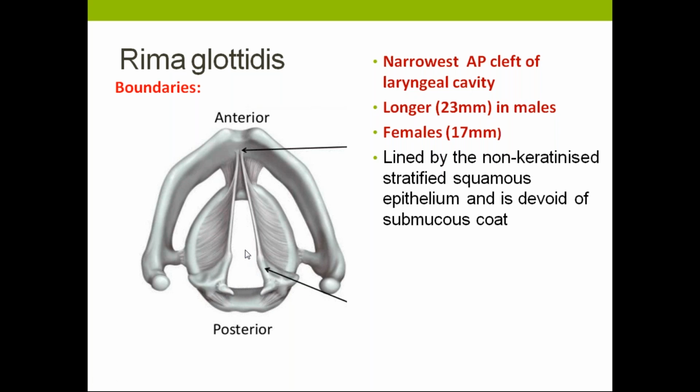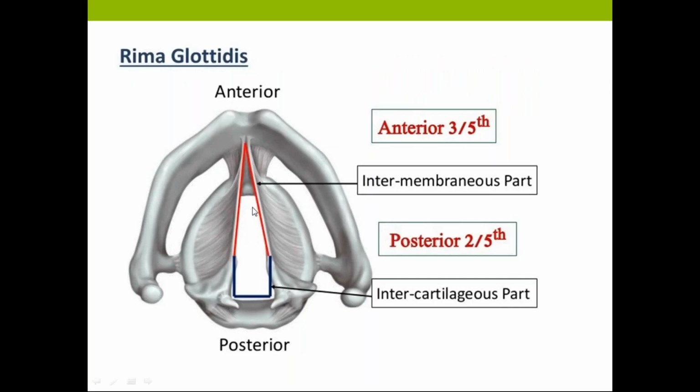Now if you see the vocal fold, the anterior 3/5 is made up of the intermembranous part, that is, it is formed by the vocal ligament. The posterior 2/5 is formed by the intercartilaginous part, that is the arytenoid cartilage. I think now you are clear about the Rima glottidis. So on each side, the anterior 3/5 of the boundary is formed by the intermembranous part, that is vocal ligament, and the posterior 2/5 is formed by the intercartilaginous part, that is the arytenoid cartilage.